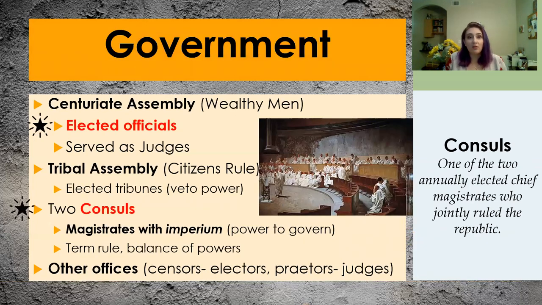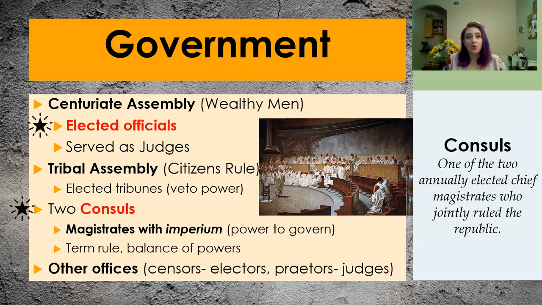So actually, how is this government broken down? First off, you have the Centuriate Assembly, which was basically a group of wealthy patricians who kind of ruled, and they elected officials and served as judges. And then you had the Tribal Assembly, which was citizen rule, and they elected tribunes who had veto power on the Centuriate Assembly's laws that were put together.